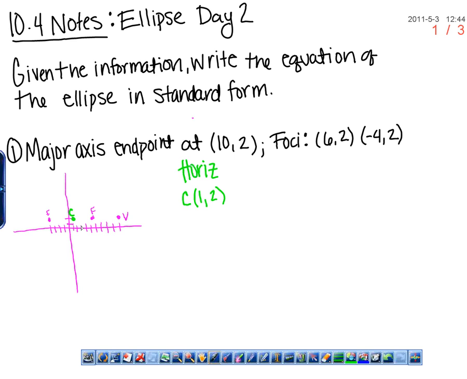Now that we have our center, I want to start writing out our equation that we know. So I know I'm going to have x, what? Minus 1 squared. What sign? Plus, good. Then what? Y minus 2 squared. And what is it going to have to be equal to? 1. And these are both over something.